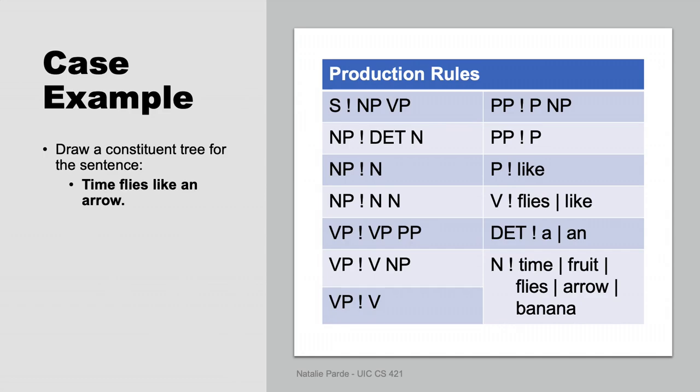We can try out drawing a constituency tree for one of the phrases from our last video, time flies like an arrow. We'll confine ourselves to the production rules you see here. So we have a few different ways to specify noun phrases, a few different ways to specify verb phrases, a few different ways to specify prepositional phrases, and then the words that match the base part of speech labels of preposition, verb, determiner, and noun.